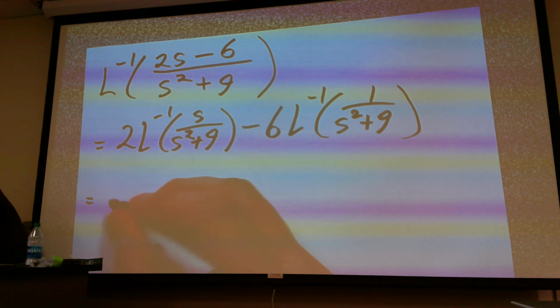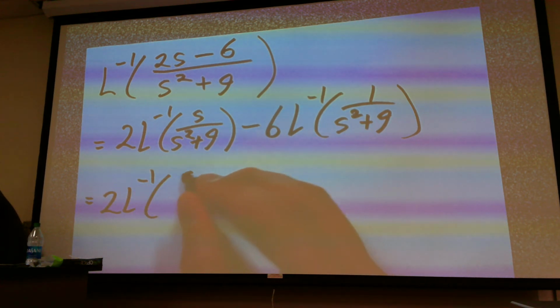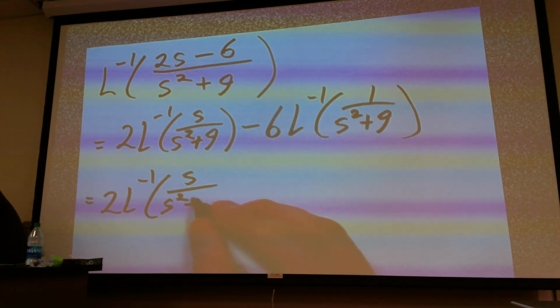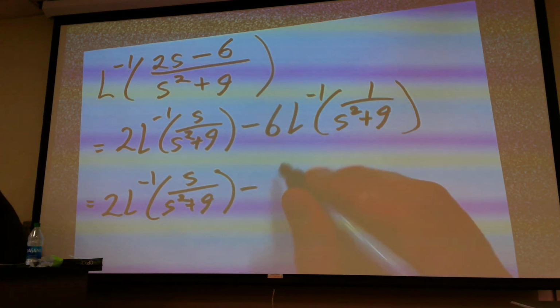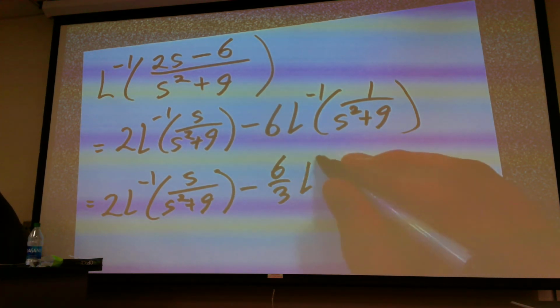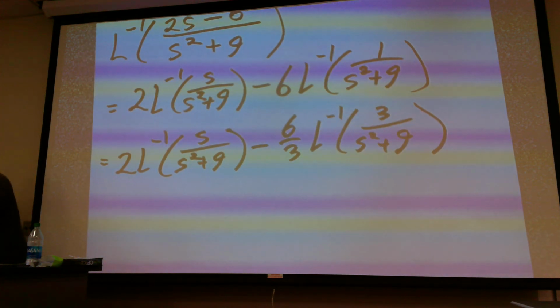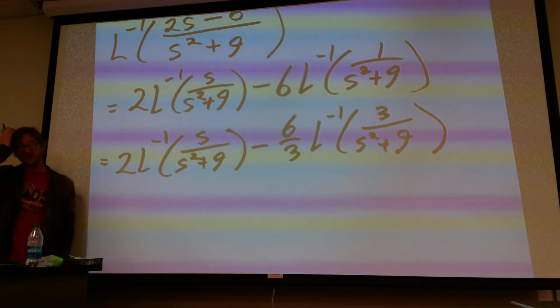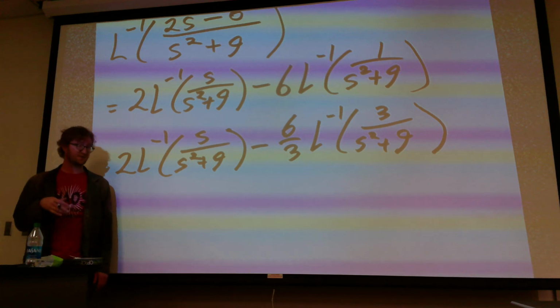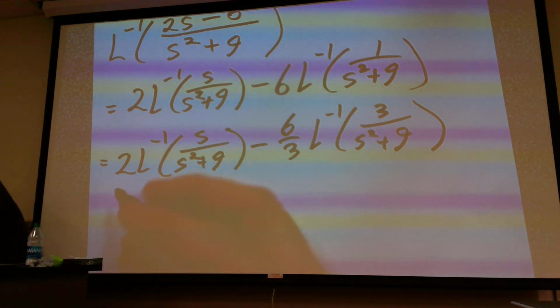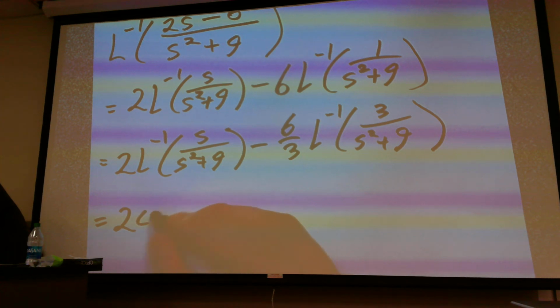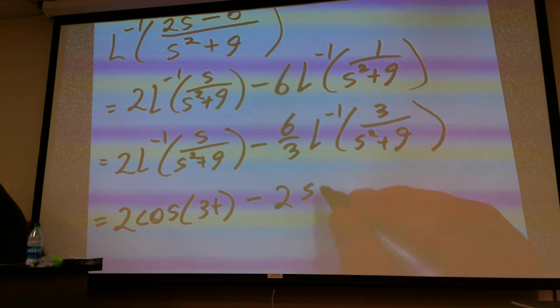And so this is going to equal 2 times L inverse of s divided by s squared plus 9 minus 6 divided by 3 times L inverse of 3 divided by s squared plus 9. And 6 divided by 3 is just 2. So I could have just pulled out a 3 and left a 2 in there. So that's going to equal 2 cosine of 3t minus 2 sine of 3t.